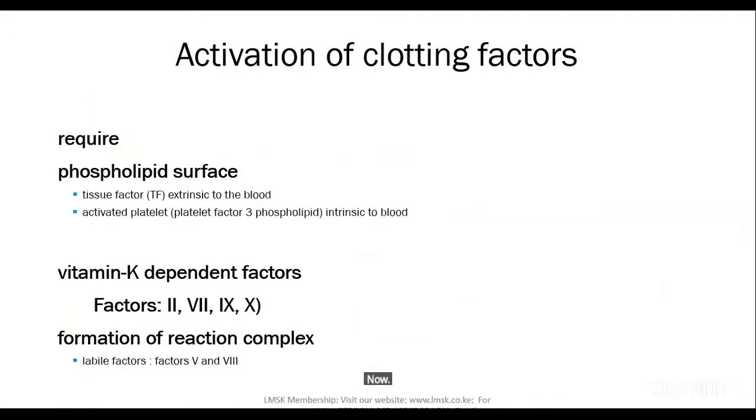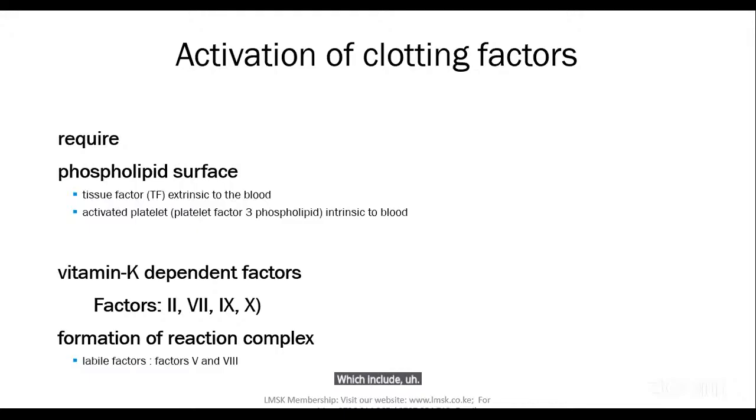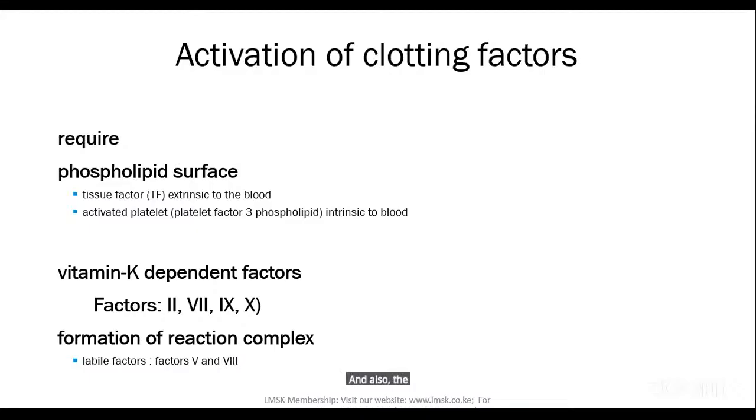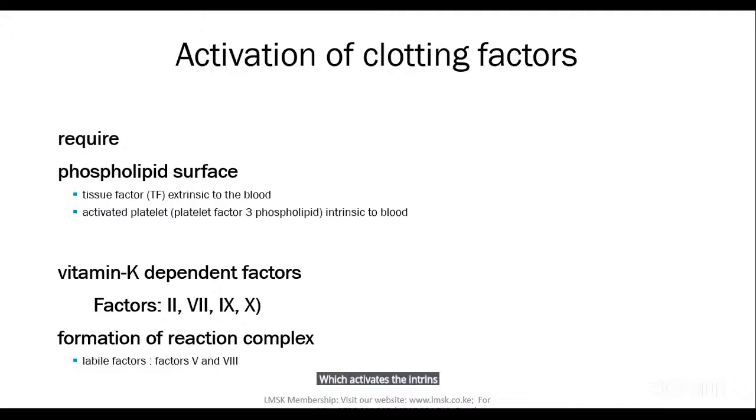Now, activation of clotting factors requires a phospholipid source, which includes a phospholipid surface, which can either be tissue factor, which is factor 3 and plays a role in the extrinsic coagulation pathway, and also the activated platelet, which is platelet factor 3 phospholipid, which activates the intrinsic coagulation pathway. And there is need for vitamin K.